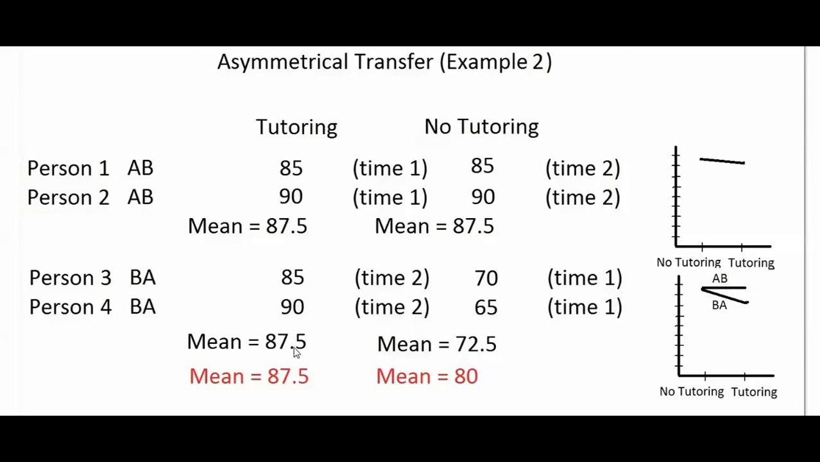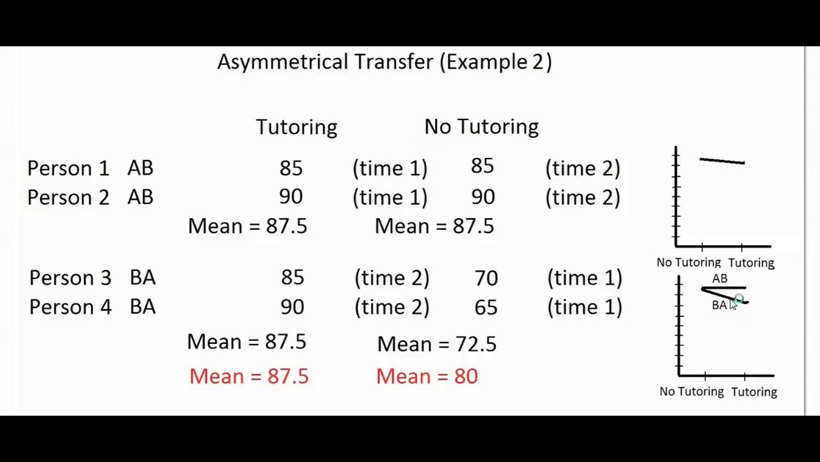These 2 means are further apart because these 2 exam scores benefited from the tutoring that happened at time 2, but these 2 exam scores didn't benefit from any tutoring because these 2 participants went through the no tutoring condition first. So this BA line is connecting these 2 means right here. It's connecting the mean of 87.5 with this mean of 72.5.